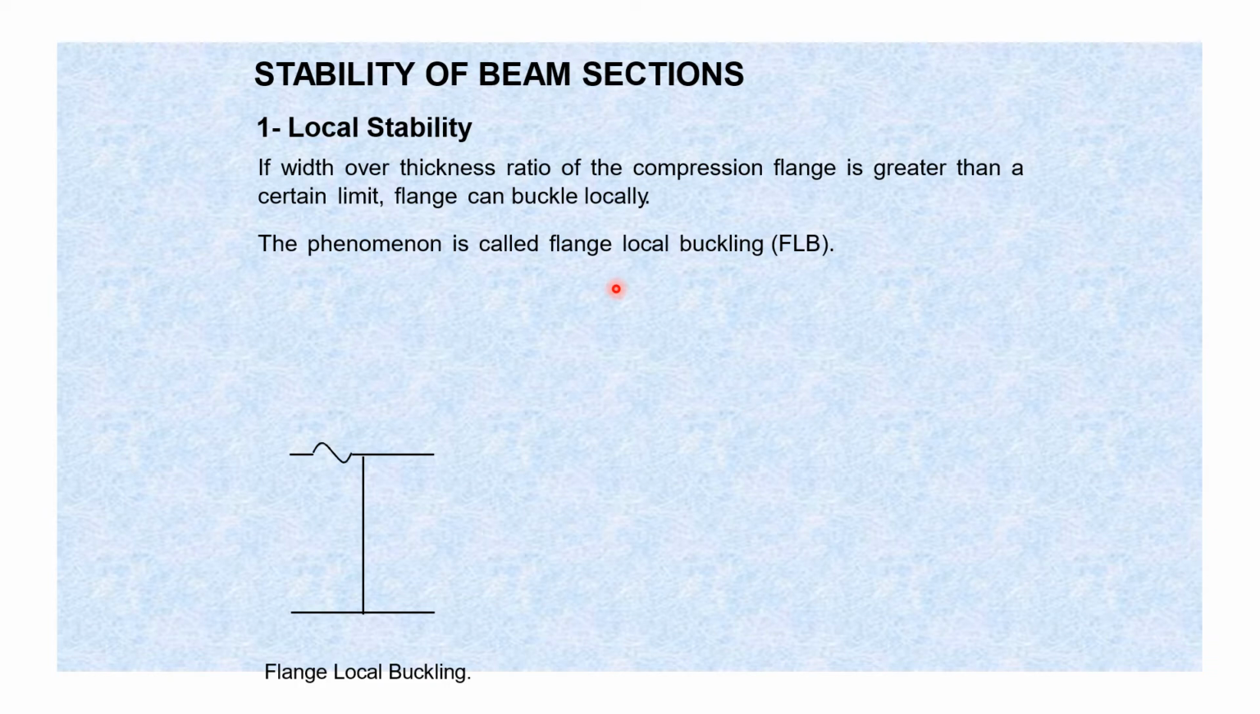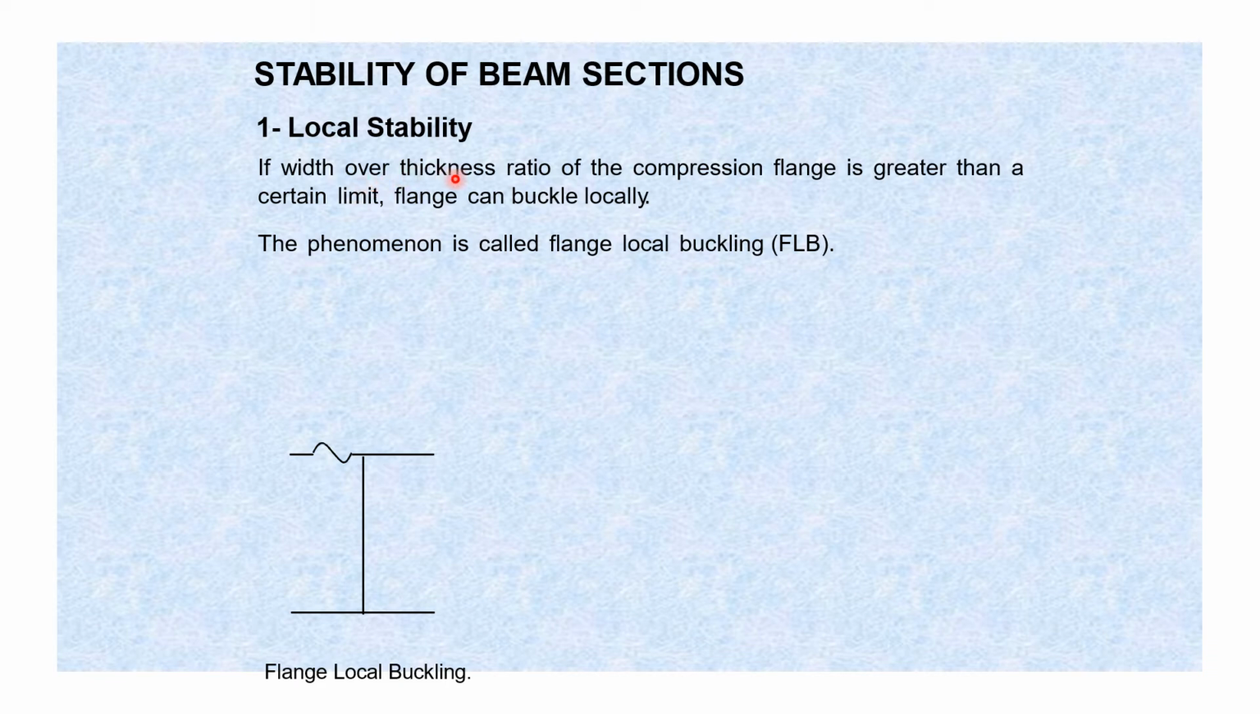Stability of beam section. There are different types of stability. I will discuss them one by one. First one is the local stability. The width over thickness ratio is just like a slenderness ratio. Here is the width of this flange, the total width of the flange divided by 2, and you will get the half flange width. Half flange width is just like an unsupported length, and you take the length from this part to this part and divide it by thickness, then you will get the slenderness ratio or the ratio value.